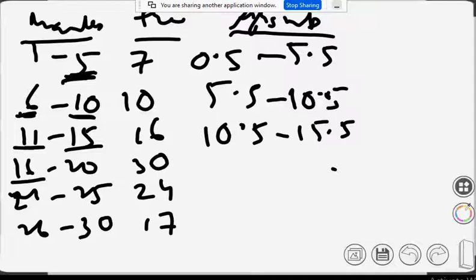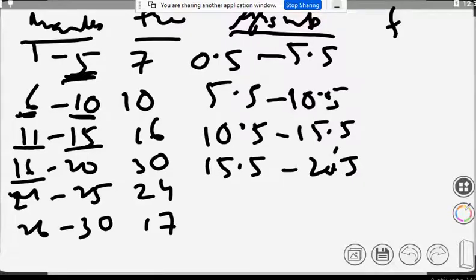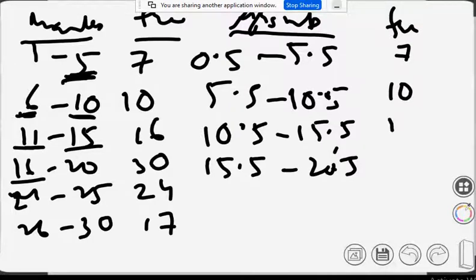Can you follow? Students, can you follow? Just make them continuous this way up to 20.5, and the others remain unchanged, with frequencies 7, 10, 16, 30. Can you please complete the problem? Now we can do the mean, median, mode. I'll give you 5 minutes and come back. Please complete the problem, do mean, median, mode.